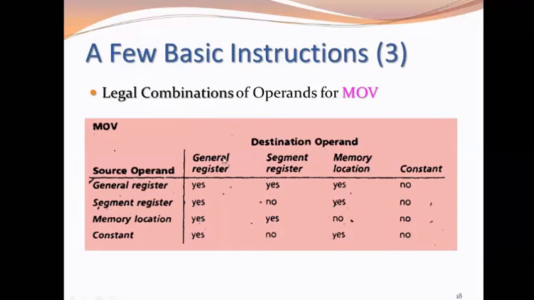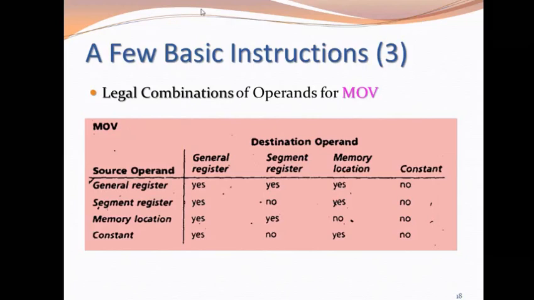So we have the destination general registers, and the source like a segment register, it is legal, yes. But for the no, segment register destination, like we can consider code segment, data segment, right, comma, segment registers. So source segment register, destination segment register, it is illegal for the move. Is that clear?